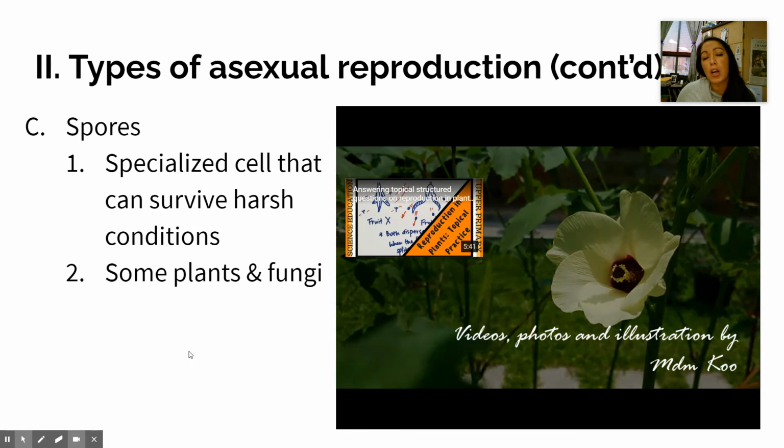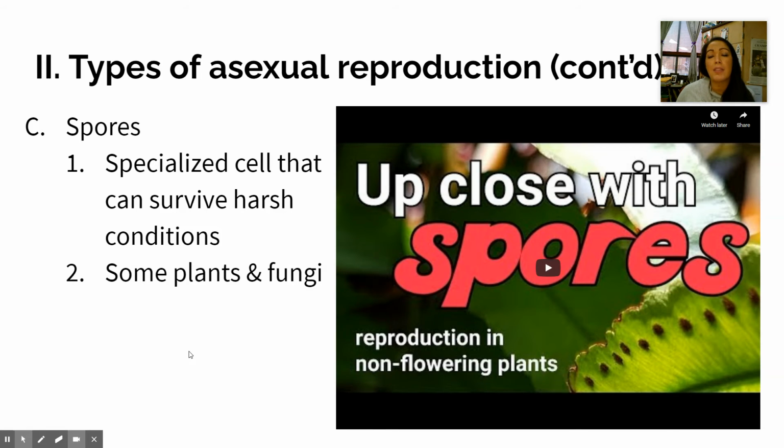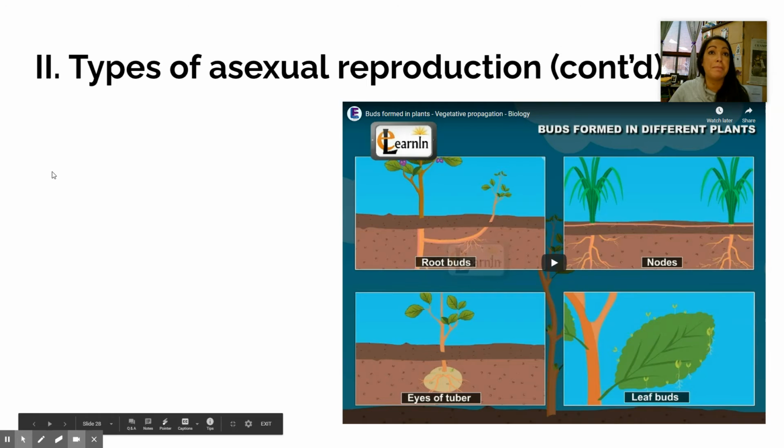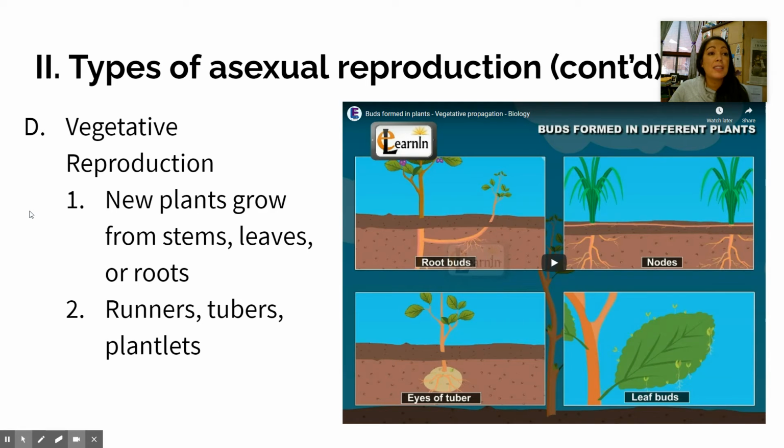Typically, spores are for plants and fungi that don't flower. If a plant will make a flower, then that is how it will reproduce, generally speaking. And that's a type of sexual reproduction. The next type of asexual reproduction is vegetative reproduction.